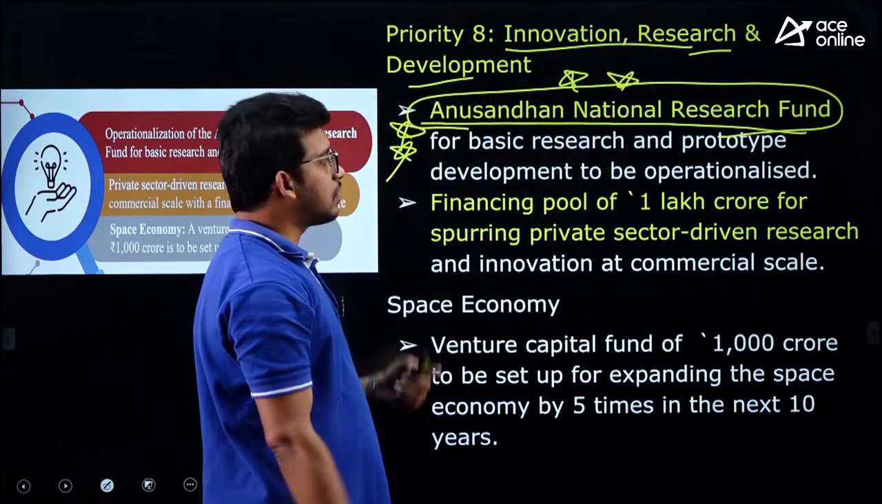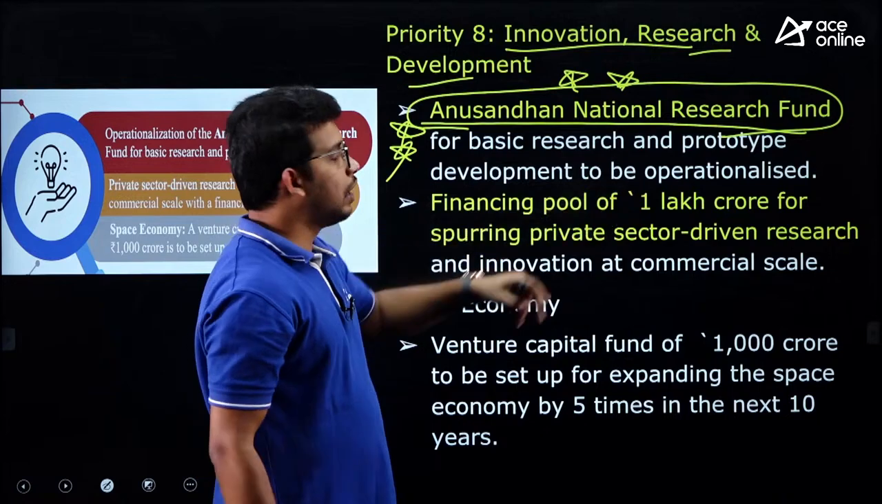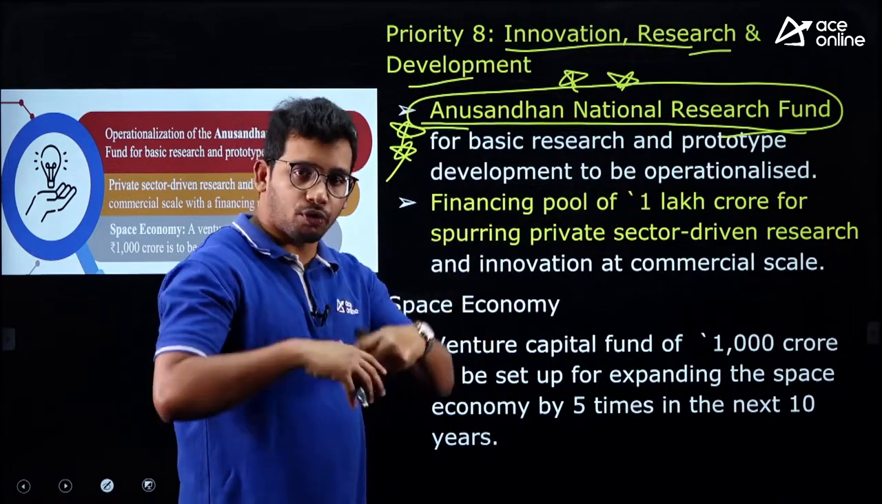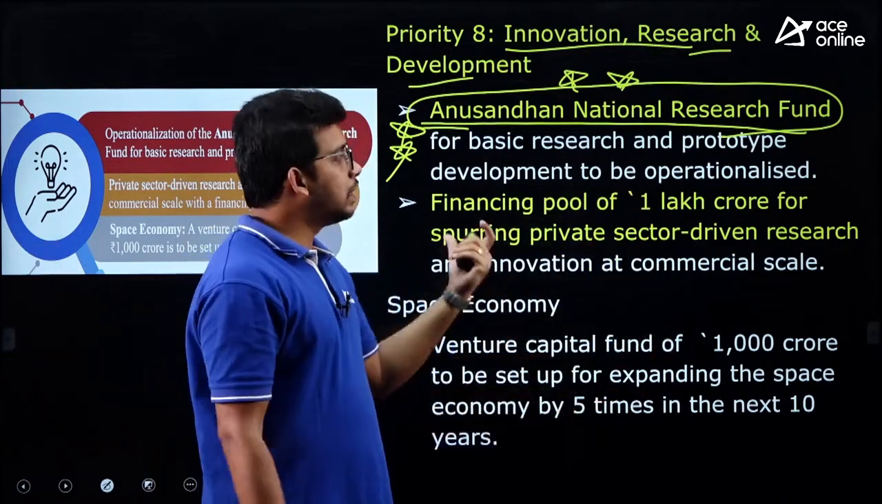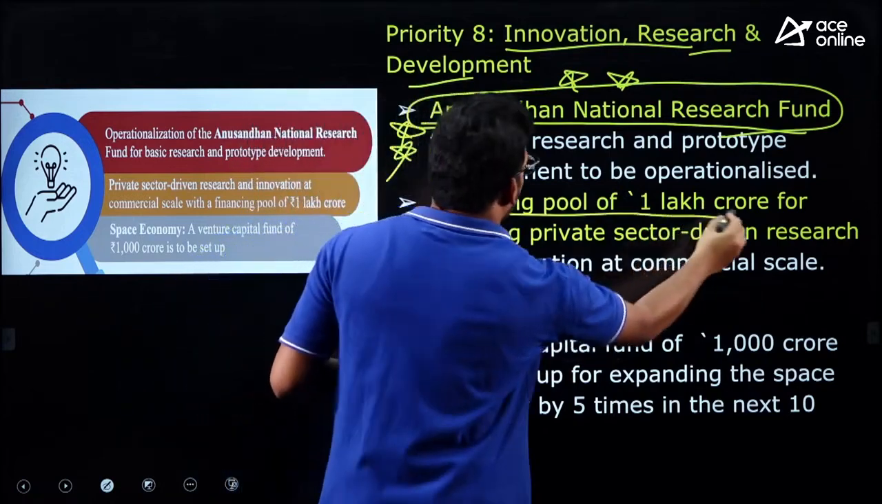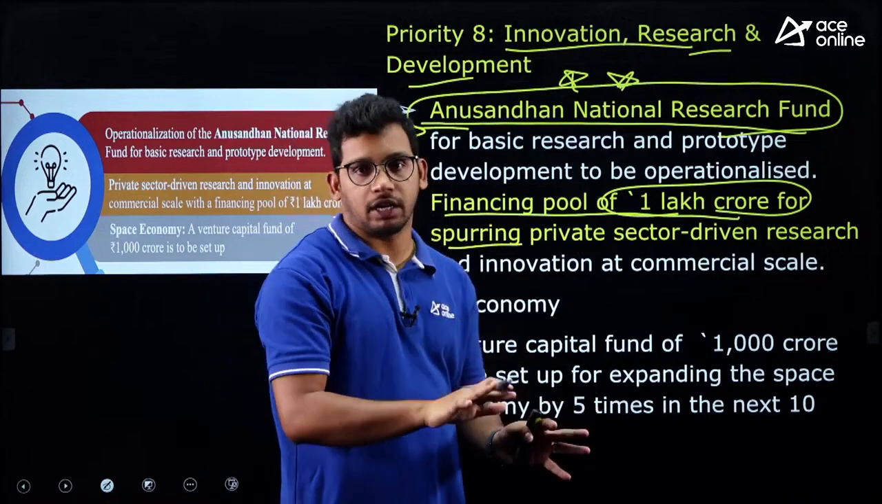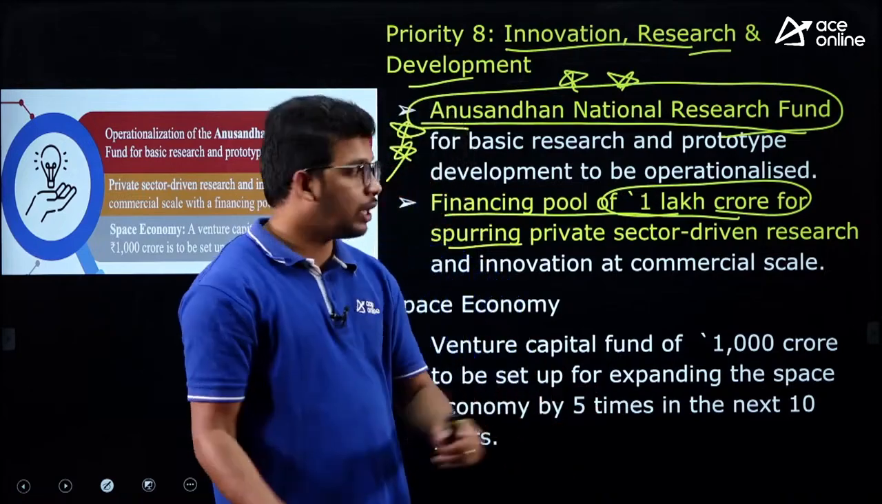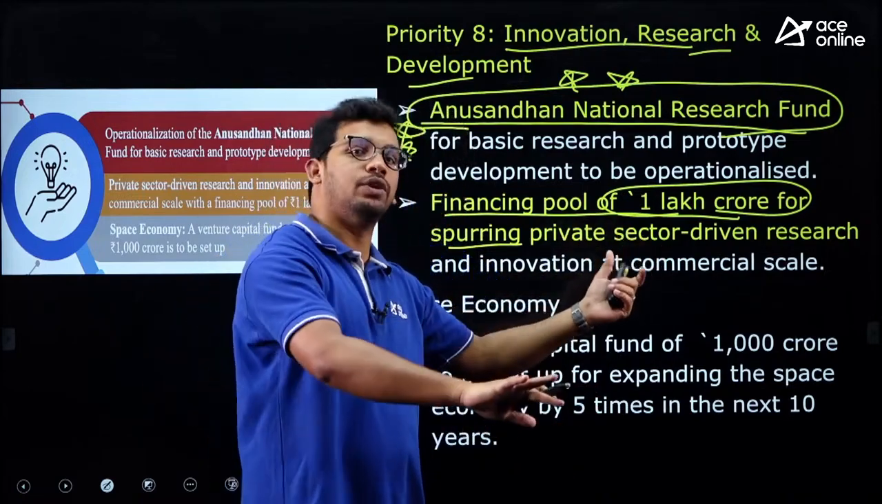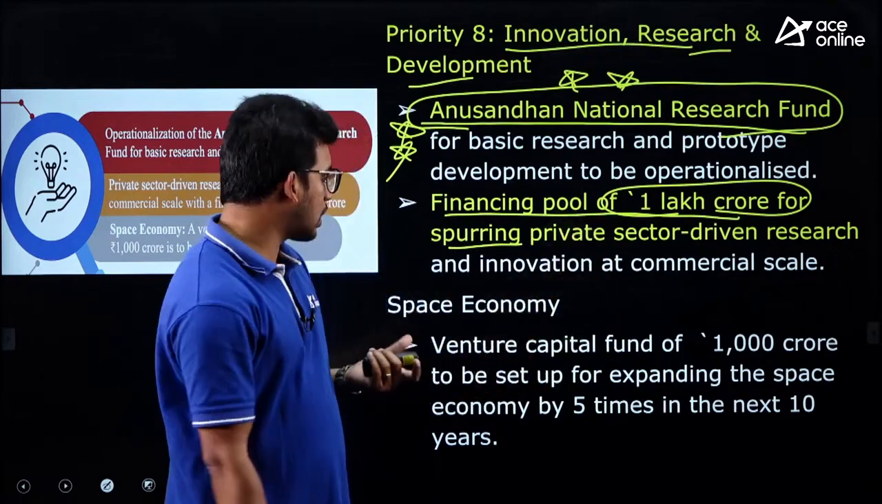Anusandhan National Research Fund they are going to come up with, and this is to encourage research and generate the prototypes before going into launching the actual project. They will be encouraging research and development. For this purpose, a financing pool of 1 lakh crore will be driven from the private sector, like private players, not the government, but they will encourage the private players to invest and they get the profit back, right. 1 lakh crore they are going to do on a commercial scale.